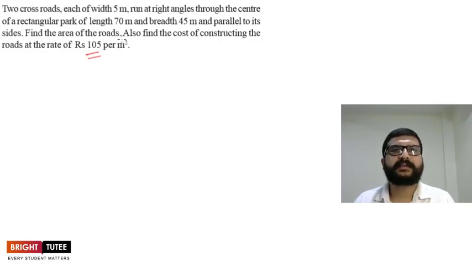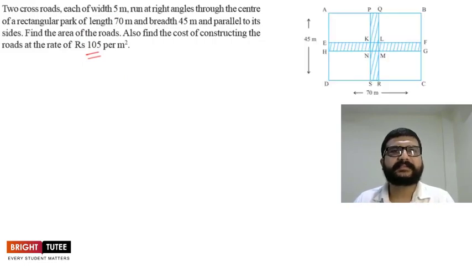So here two crossroads are intersecting each other at right angle. So it is like this. We can consider this figure for reference. So here ABCD is a rectangular park of length 70 meters and breadth 45 meters. What we have to find? We have to find area of these roads. Now how we can find area of the roads?